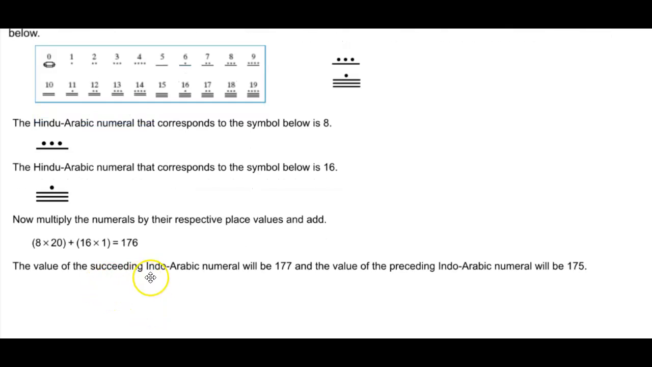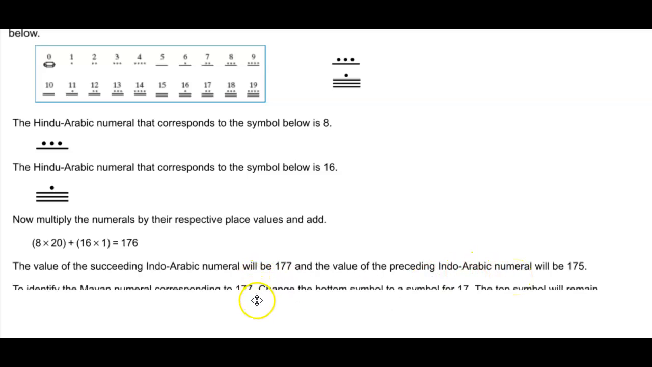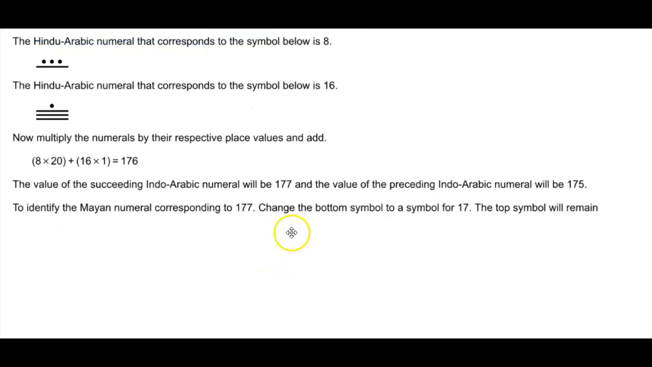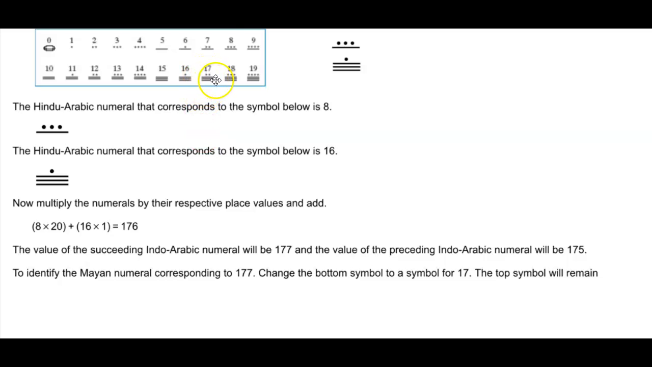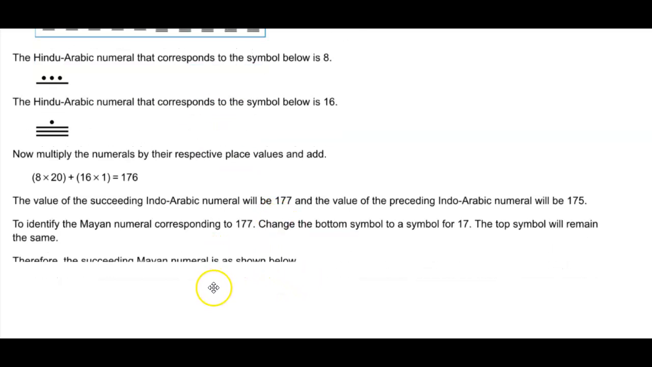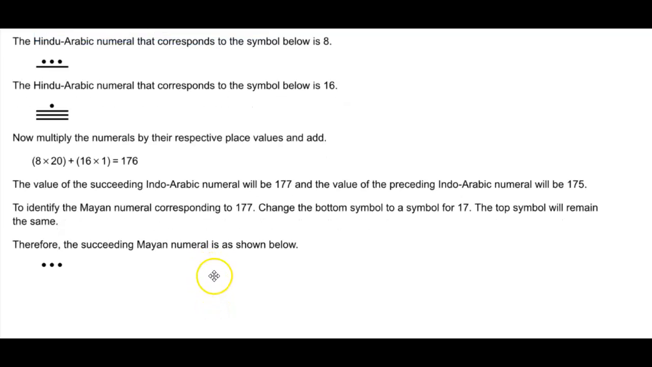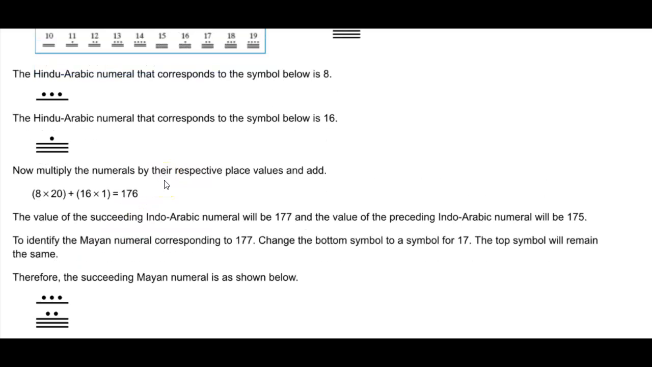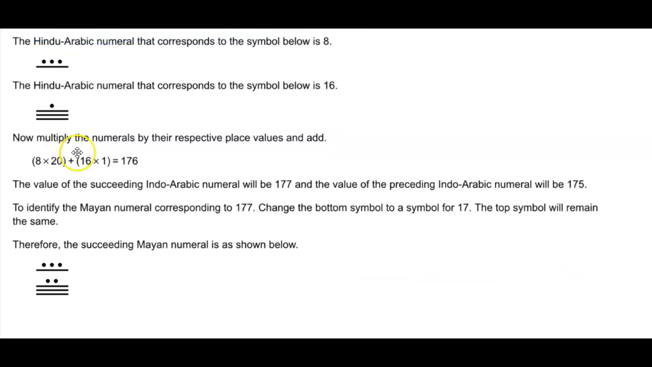So the value of the succeeding Hindu Arabic numeral will be 177, and the value of the preceding Hindu Arabic numeral will be 175. Now, to identify the Mayan numeral corresponding to 177, we need to change the bottom symbol to a symbol for 17. So if we come back here, there's the symbol for 17. So the top symbol will remain the same. Therefore, the succeeding Mayan numeral is going to be shown below. So the top part, as you can see here, represents the same value, which is 8, and then down below we have the value of 17.